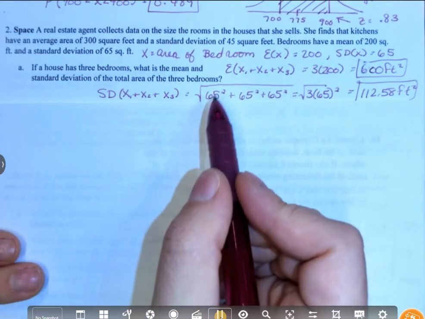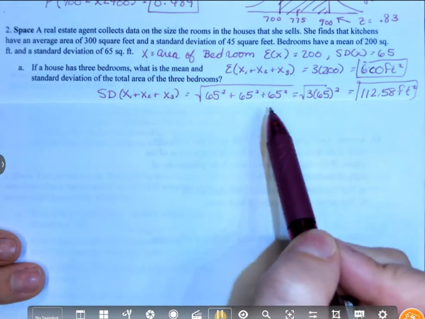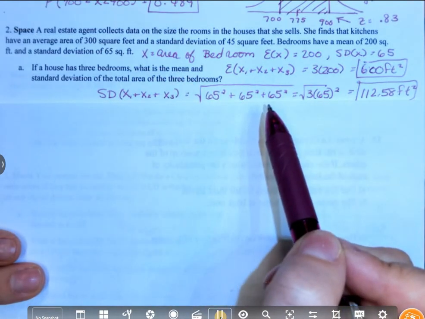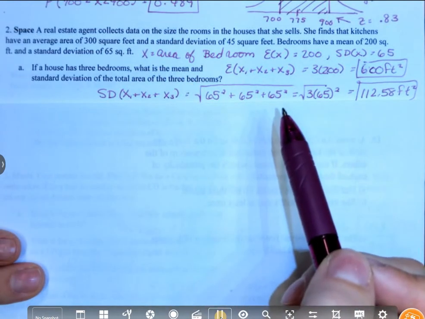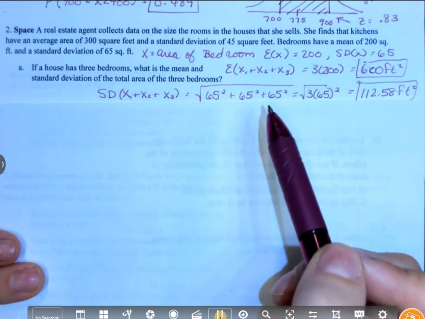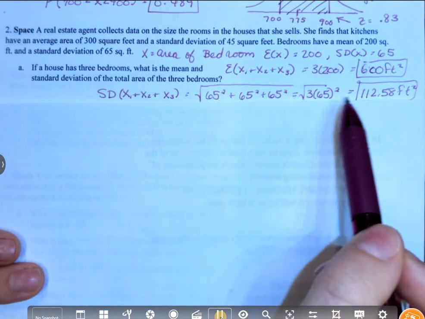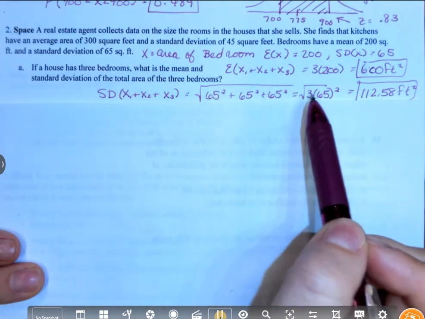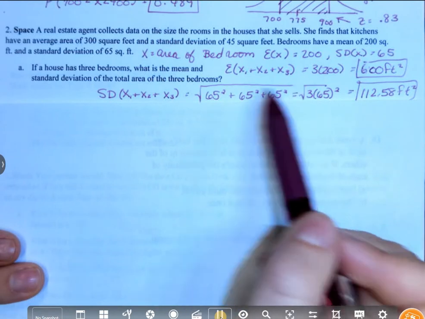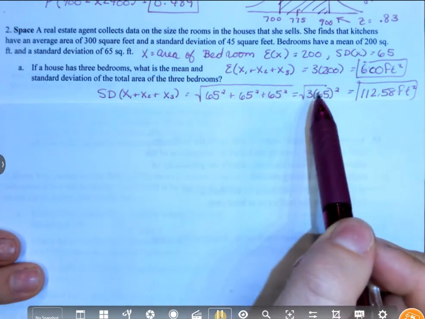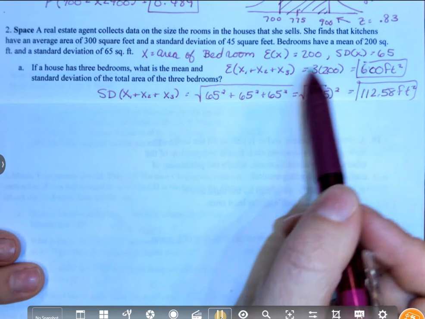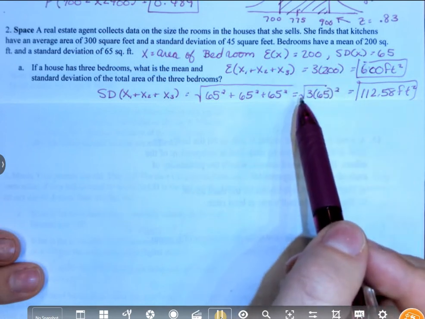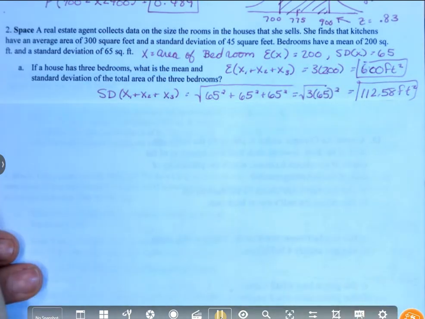I used the correct standard deviation. This is where I've seen people have the most issues, with the standard deviation. As I would expect, expected values work out nicely. But standard deviation, however, what you need to remember is, when do I just deal with 3 times? When is it 3 squared? Since this is just 3 separate things, it's 3 times 65 squared, and then I take the square root of that whole thing. If I was saying I was going to triple the area of a bedroom, that would be different.